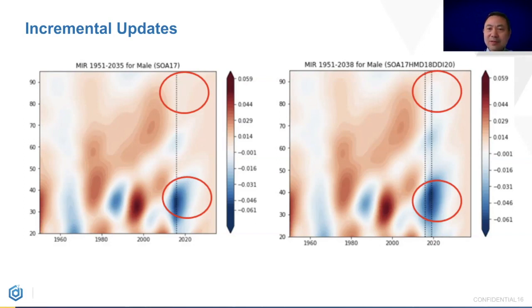Interestingly, if you look at the circles on the top of these charts, these are for senior male in their 80s, contrary to previous expectation, which is on the left chart. Some mortality disimprovement had occurred in the past few years and is now expected to continue for the near term. These heat maps show how incorporating the DDI data can help us incrementally update past experiences and future expectations. The next slide, please.